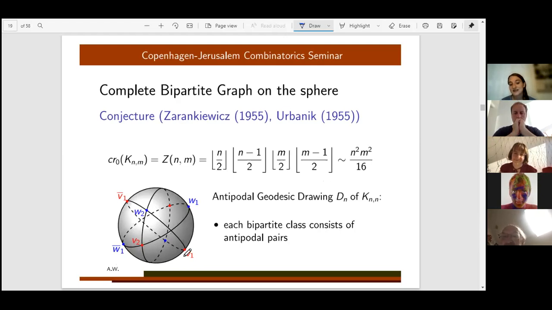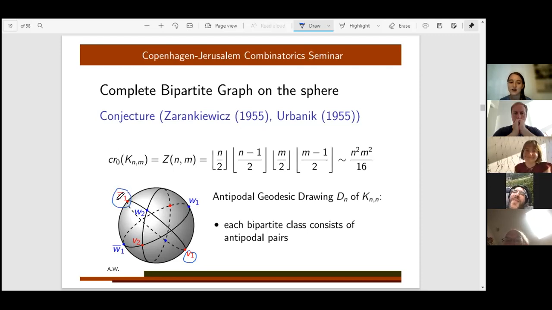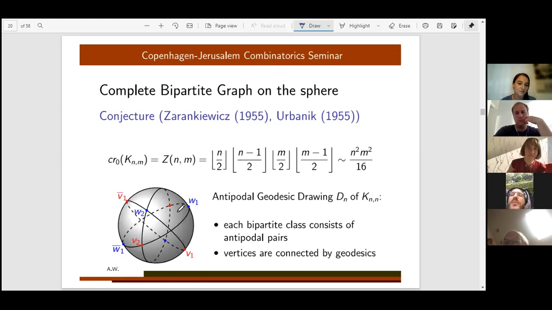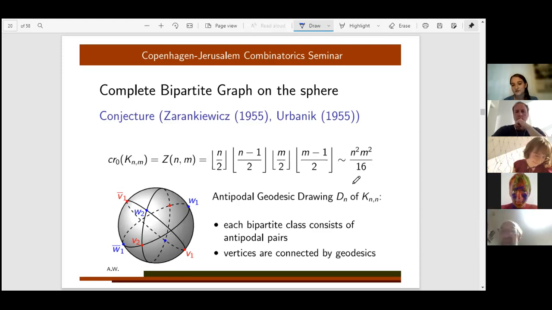And in each bipartite class, we want to have antipodal points. So say here we have B1 in the red class, then we also want its antipodal point, which I called here B1 bar, to be in the bipartite class. And here we would have V2 and V2 bar. And this will be only for n even. And the second property is just that these edges are geodesics. So whenever we have such a drawing, it actually attains the Zarankiewicz bound.